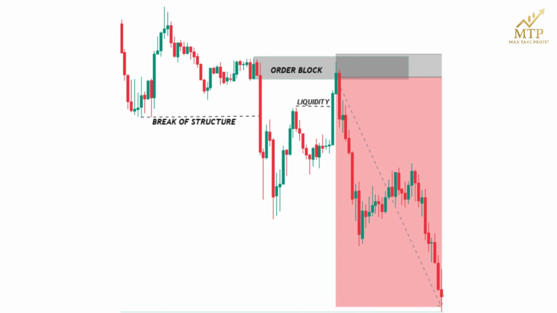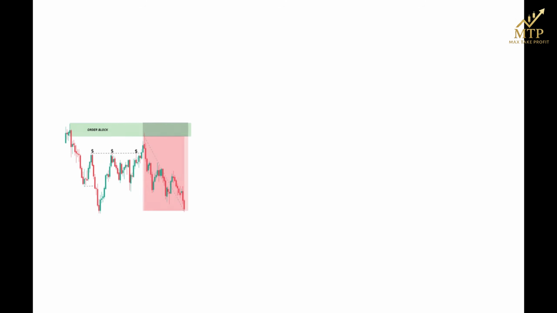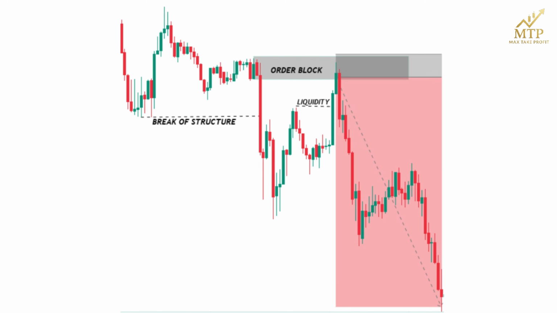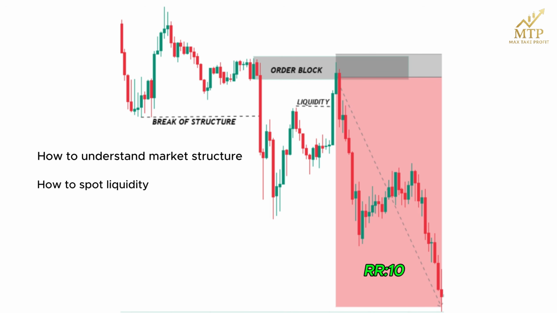It's what allows pro traders to enter at the perfect moment, right where everyone else gets trapped, and to catch trades with risk to reward ratios above 1 to 5, sometimes even 1 to 10. Today, I'm going to break down step by step how to understand market structure, how to spot liquidity, and most importantly, how to combine them to make precise and profitable entries. Stay until the end, because what you'll learn here can literally change the way you see the market.